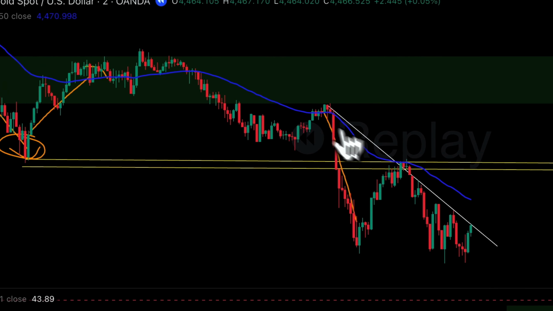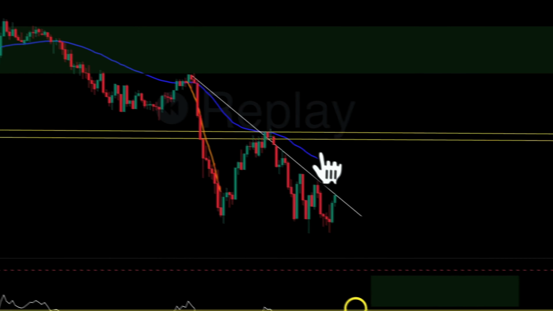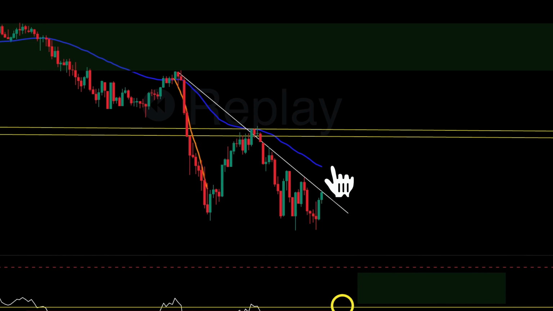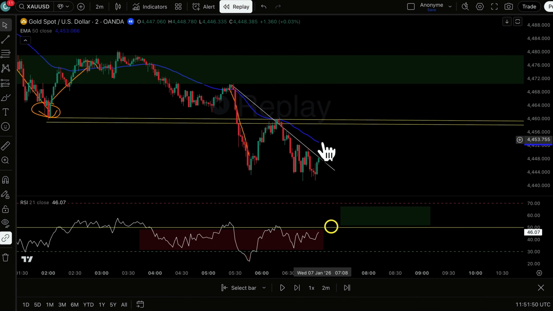You can also see that we have a blue moving average. That's the 50-period moving average. You'll see it will also help us enter a buy position in this strategy, and it will be correlated with the RSI you see at the bottom.